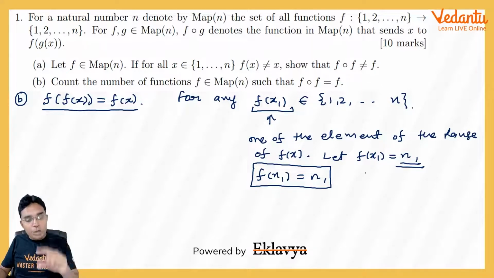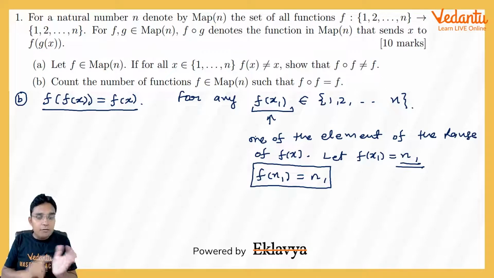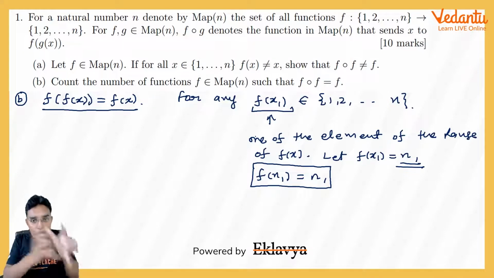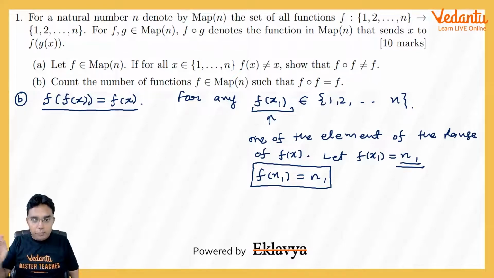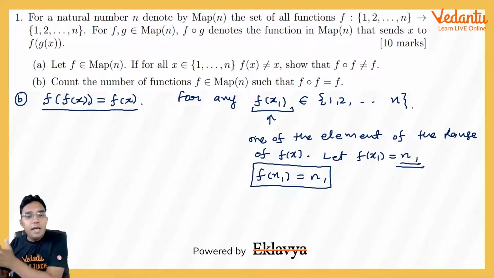So for all such elements that are in the range, if you take the value of that function, considering that element in the domain, it has to give you the same element as the value. So if n1 is in the range, the value at n1 for this function has to be the same as that n1. I hope that is clear.